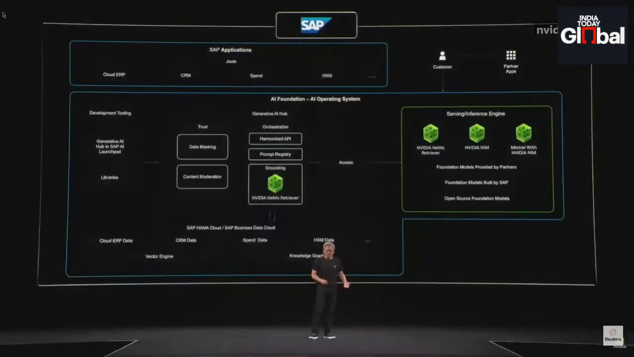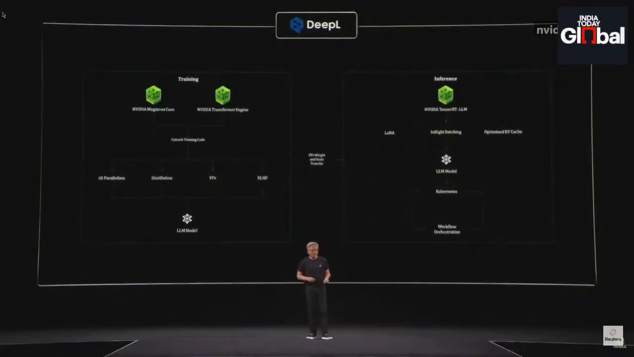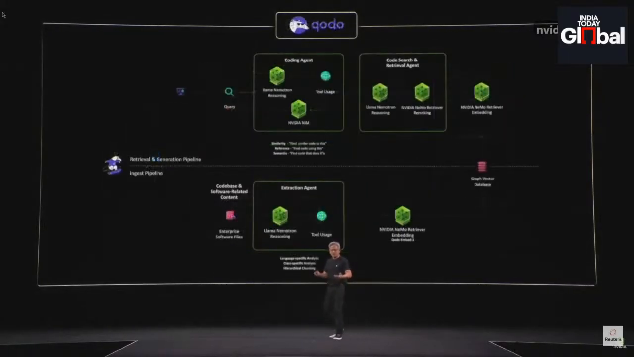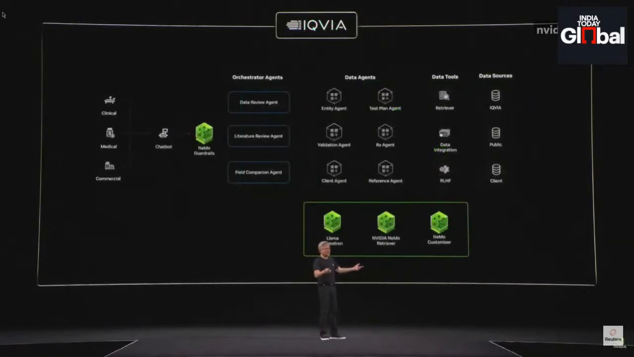Okay, so that's Cisco. This is SAP, they're building an AI platform on NVIDIA. Sana is building AI business application automation on NVIDIA. DeepL is building their language framework and platform on NVIDIA AI. Photo Room, a video editing and AI editing platform, building their platform on NVIDIA. And this is Codo, used to be, I think, Codium, an incredible coding agent built on NVIDIA. And this is Iola, a voice platform built on NVIDIA. And this one is a clinical trial platform, the world's largest automation platform for clinical trials, built on NVIDIA.